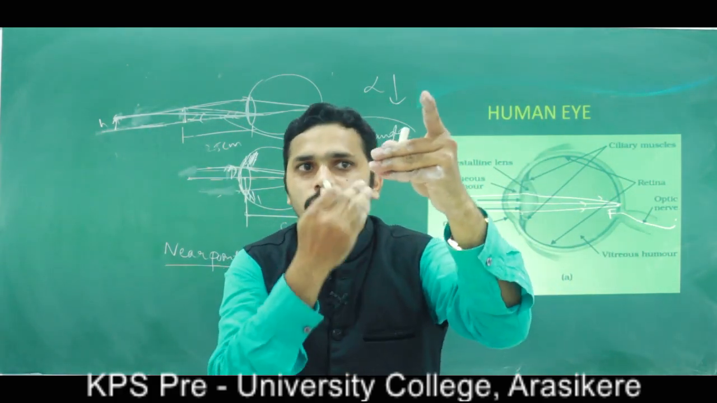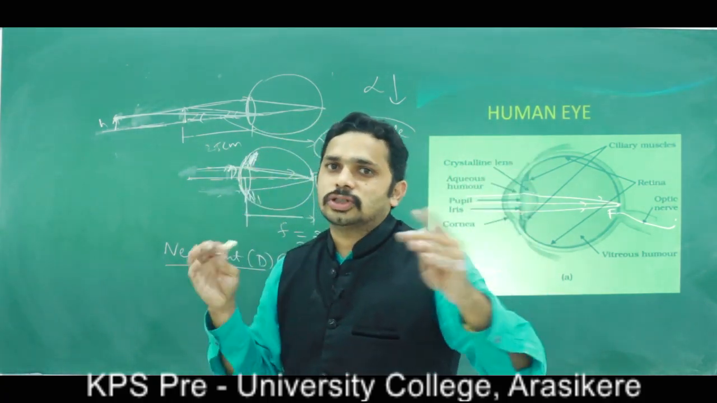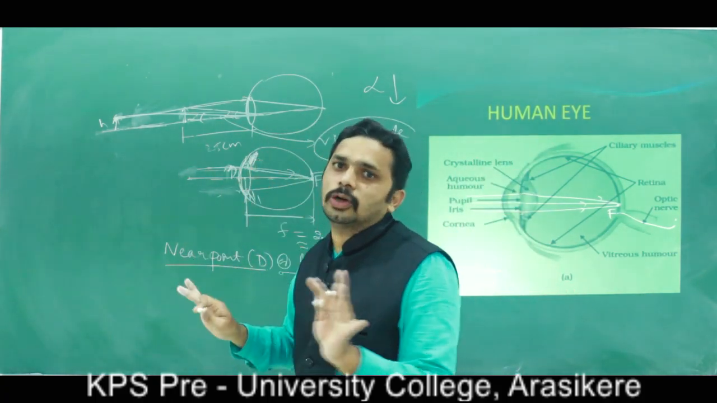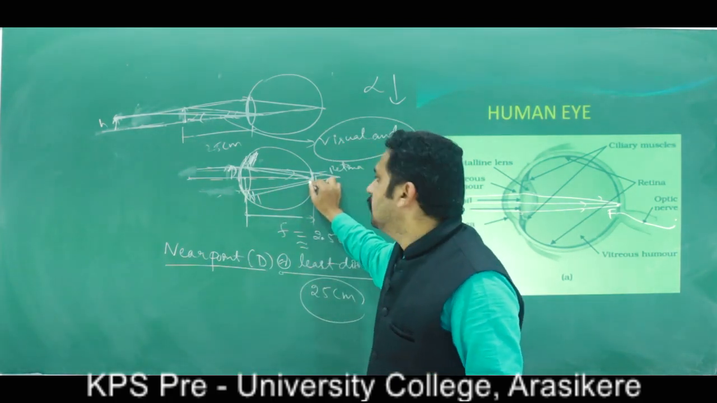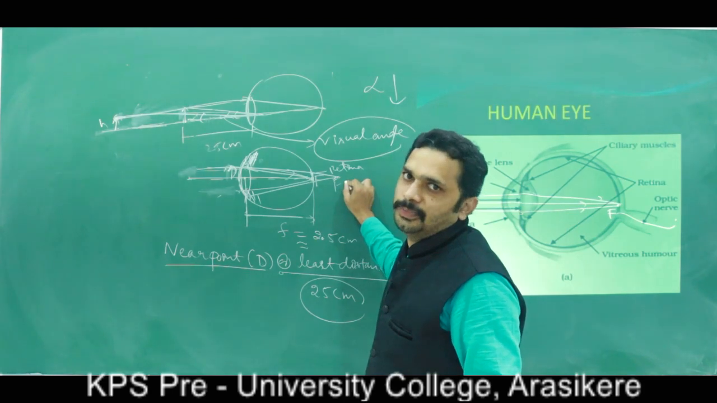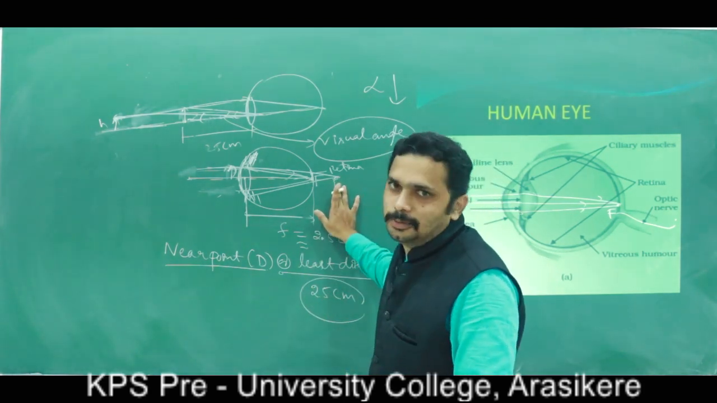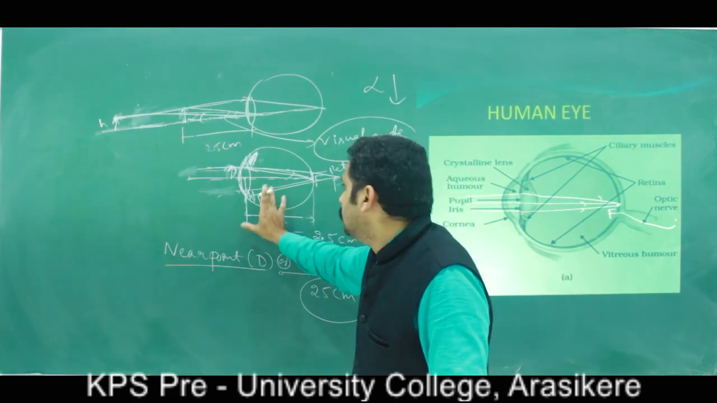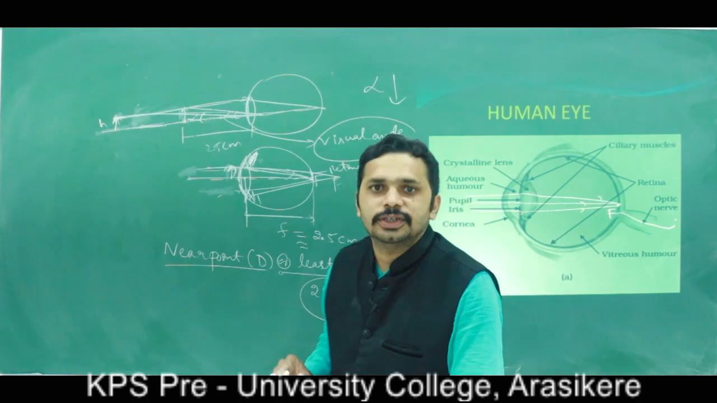At this distance, the ciliary muscles are fully compressed. If you go closer, these ciliary muscles are not going to compress. That's why the light rays are not focused on the retina; they focus behind the retina. That's why we are not going to see the object clearly, because it becomes blurred. That's why we need a certain distance. This is called the least distance of distinct vision.